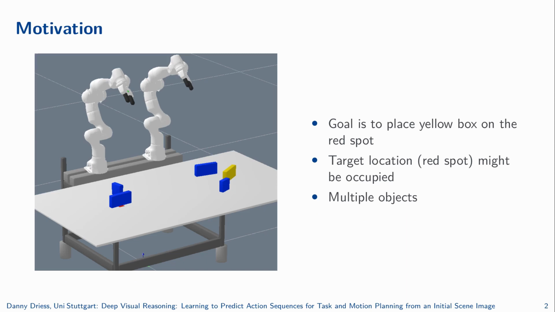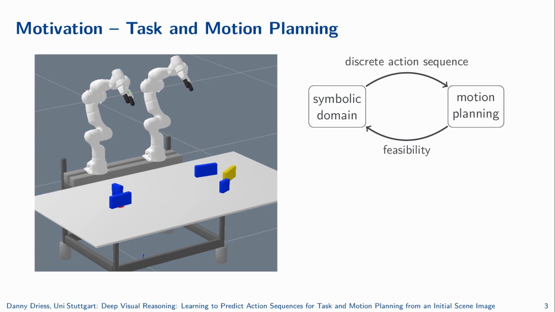Consider the following scenario where the goal is to place the yellow box on the red spot, which is occupied by the blue box. There are other objects present in the scene and the robot arms have to collaborate to solve the task. Such sequential manipulation problems are challenging since they inherently involve continuous and discrete aspects. Task and motion planning approaches address this by combining reasoning on a symbolic logical level with continuous motion planning, such as nonlinear trajectory optimization or sampling-based methods like RRTs.